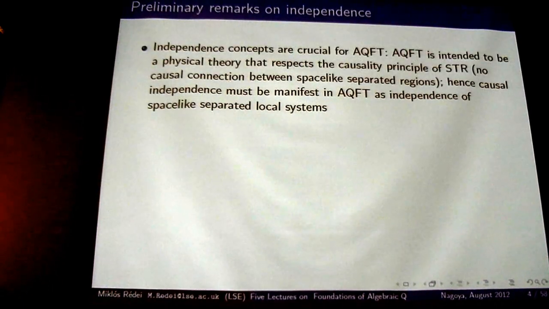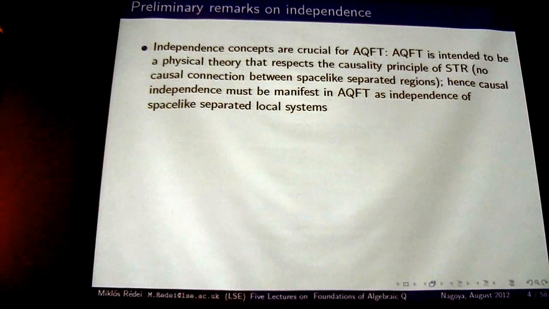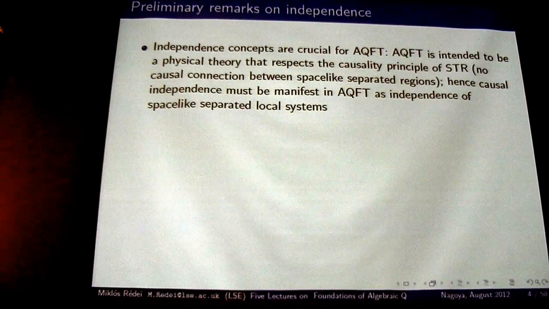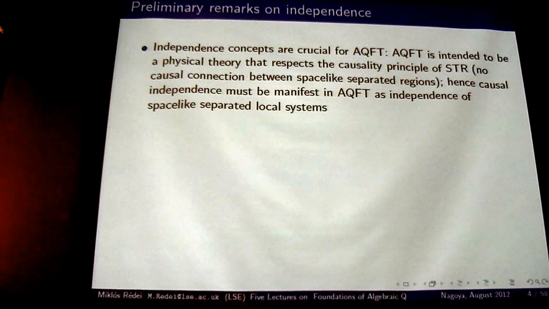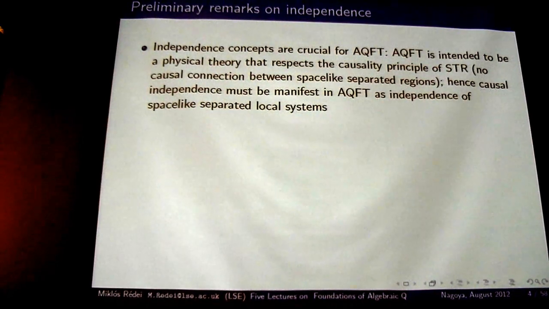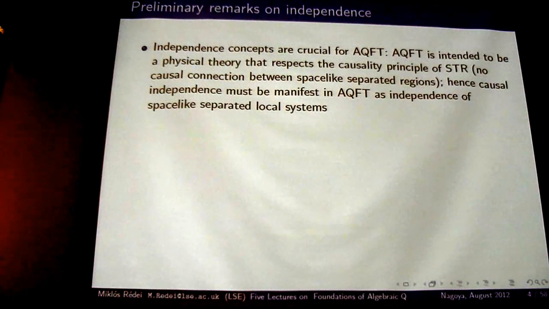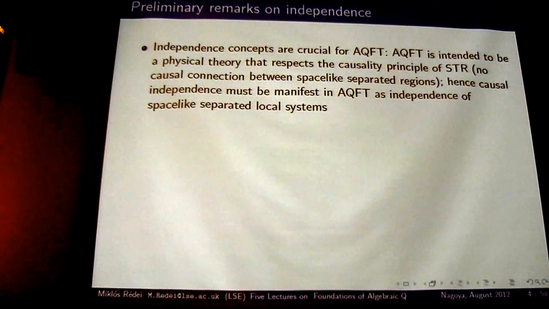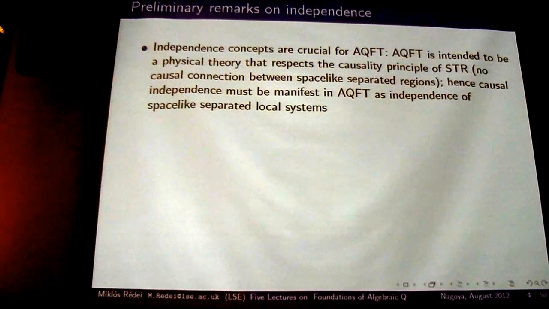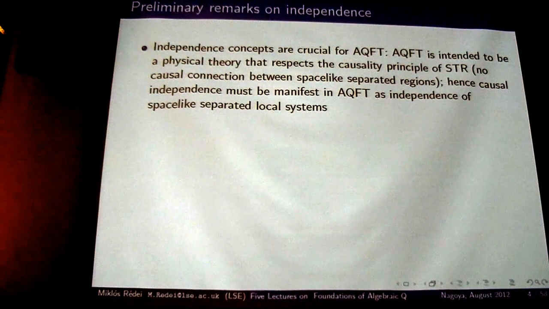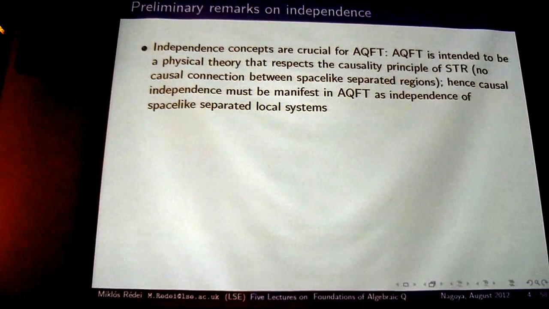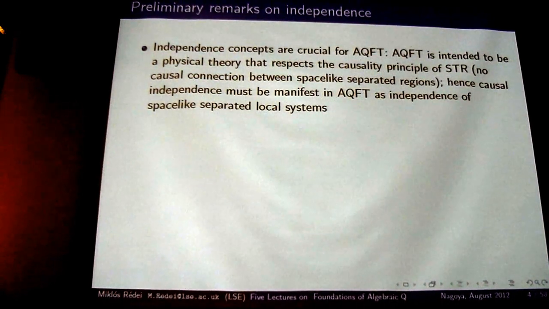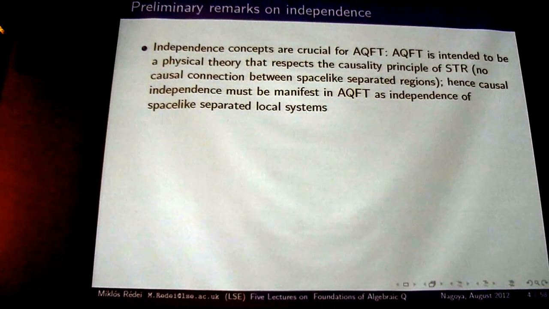Okay, so preliminary remarks on independence. This is partly repeating what I just said. These independence notions are crucial for the algebraic approach to quantum field theory because we intend to have a theory here which is complying with the causality principle understood along the lines of the special theory of relativity, that is to say, space-like separated systems should be independent. And our mathematical model should reflect that independence.